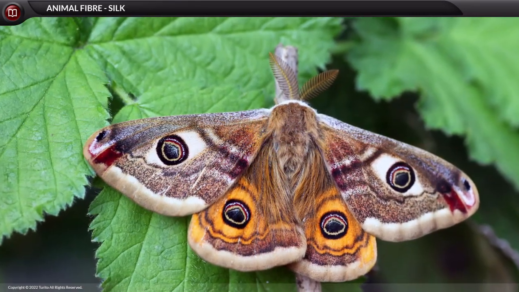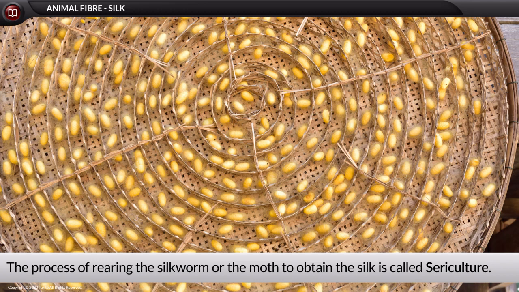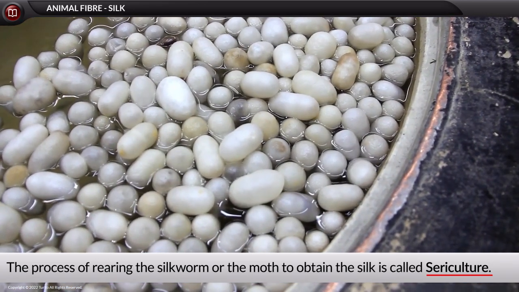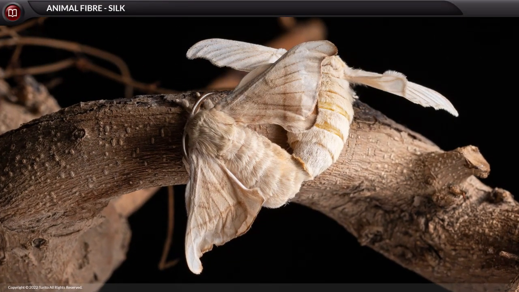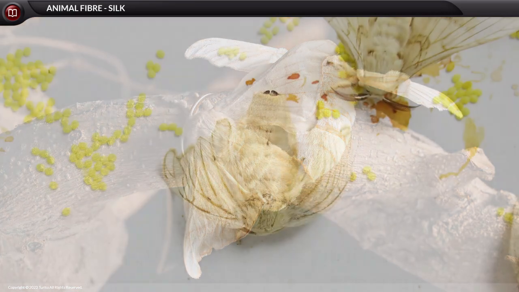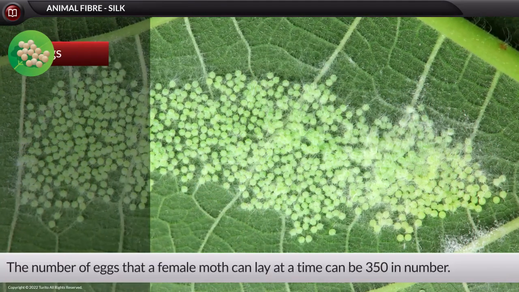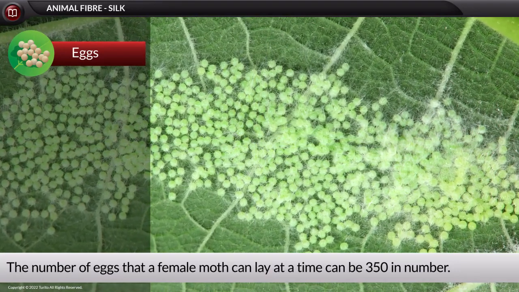But before, let us acquaint ourselves with the term sericulture. The process of rearing the silkworm, or the moth, to obtain the silk, is called sericulture. Let us now learn the life history of a silkworm. The first stage is when the female lays a lot of eggs. The number of eggs that a female moth can lay at a time can be 350 in number.